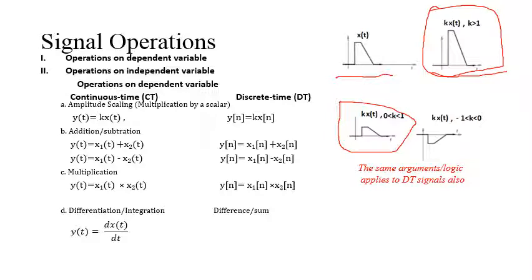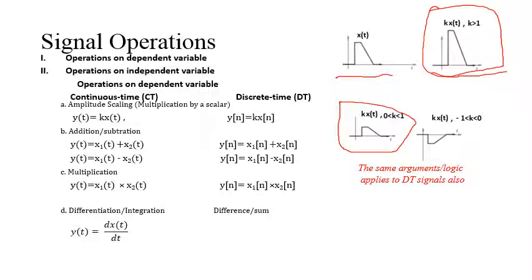So in that case, the output signal will be the amplified version of the input signal. This happens when k is greater than 1. But when k is less than 1 and greater than 0, meaning k is positive, in that case you get the diminished version of the input signal.